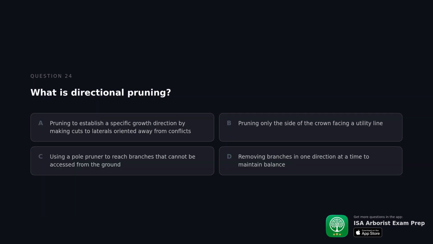What is directional pruning? A. Pruning to establish a specific growth direction by making cuts to laterals oriented away from conflicts. B. Pruning only the side of the crown facing a utility line. C. Using a pole pruner to reach branches that cannot be accessed from the ground. D. Removing branches in one direction at a time to maintain balance.